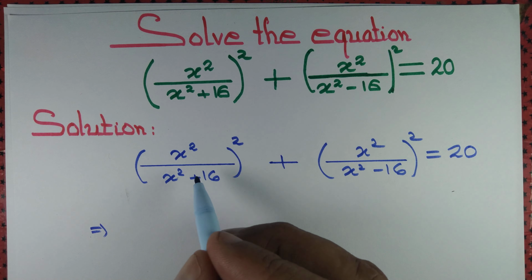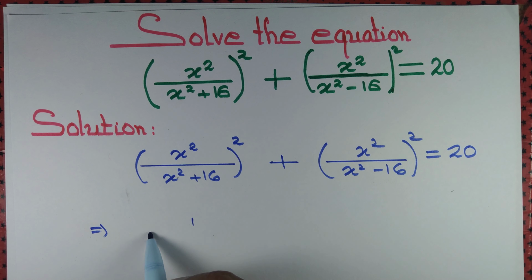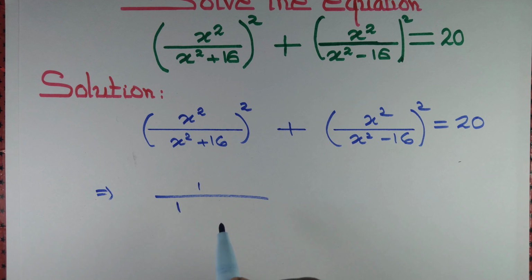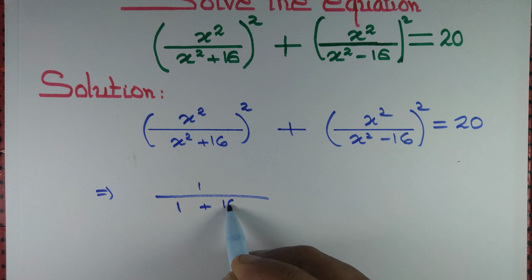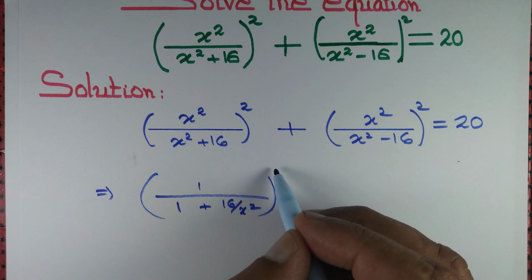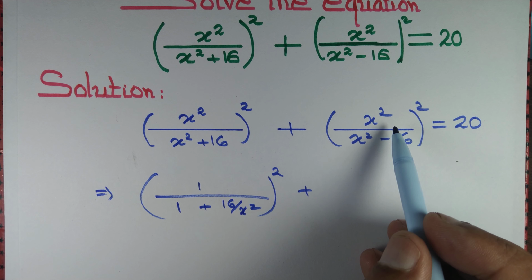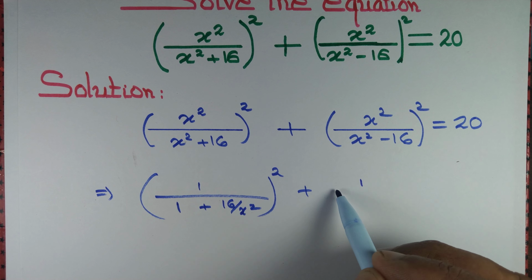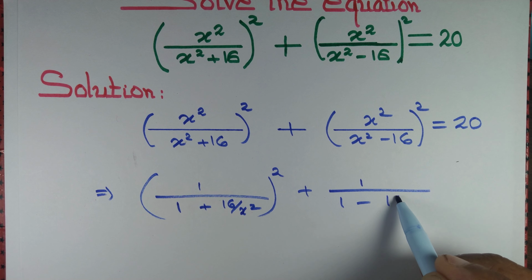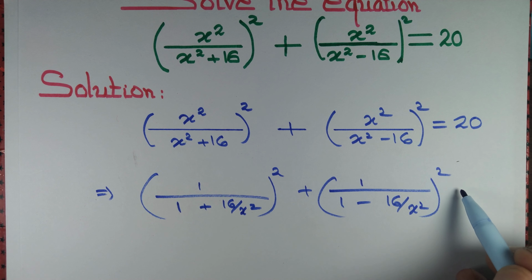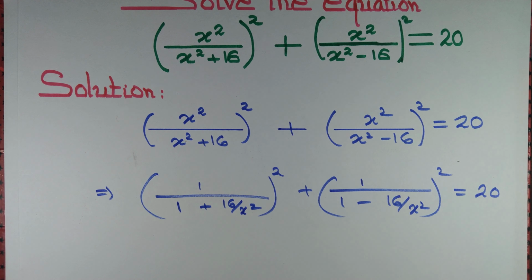So x square will get cancelled. In the numerator we will just have 1. What about the denominator? Again x square will get cancelled, so we will have 1 plus 16 by x square in the denominator, whole thing square as it is. Again here also x square will get cancelled, so we will have 1 by (1 minus 16 by x square) whole square, equal to 20 as it is.